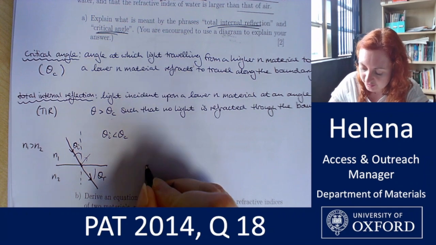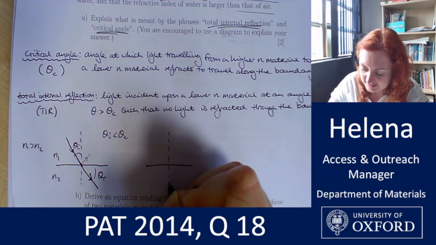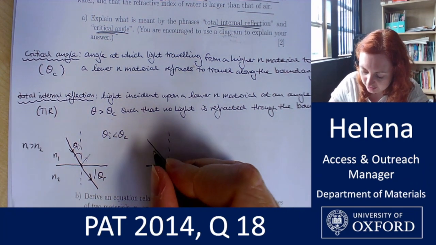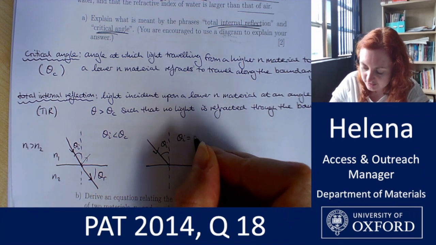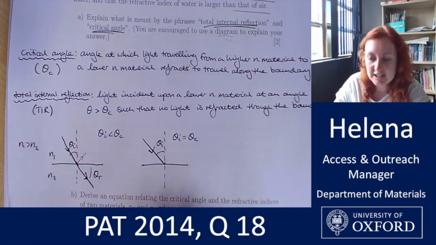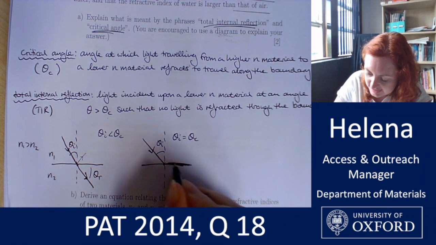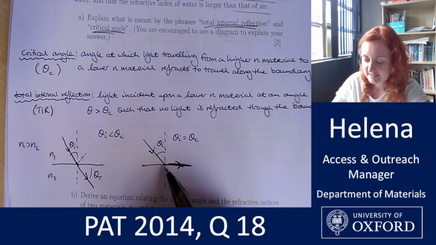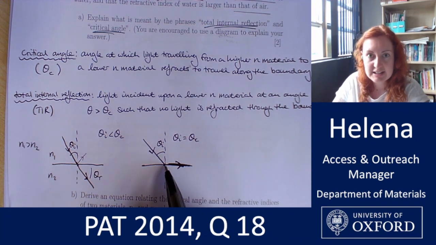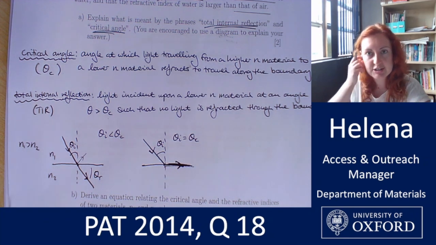Now, if we have the limiting case, where our incident angle, theta I, is equal to theta C, this is where we have our light ray propagating across the boundary here. So this is what that looks like. We've got our incident light ray, and it refracts so that it travels across the boundary. We don't get any transmission or any reflection.